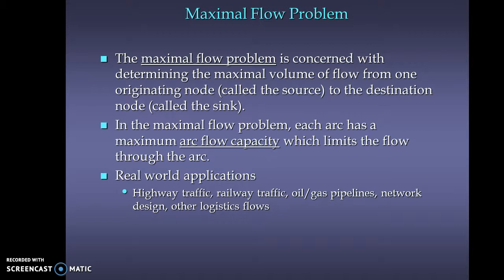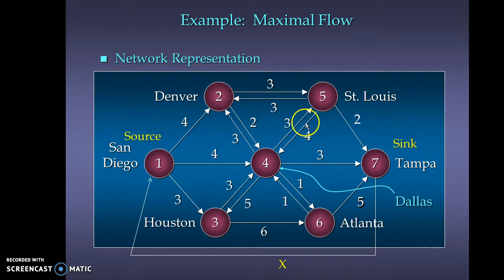And we're going to simplify this and call an originating node we'll identify as the source, and the destination node we're going to call the sink. What we're really trying to do is identify the maximum arc flow capacity over all of the arcs in this particular network. Now let's look at one thing that varies in terms of how this is done.